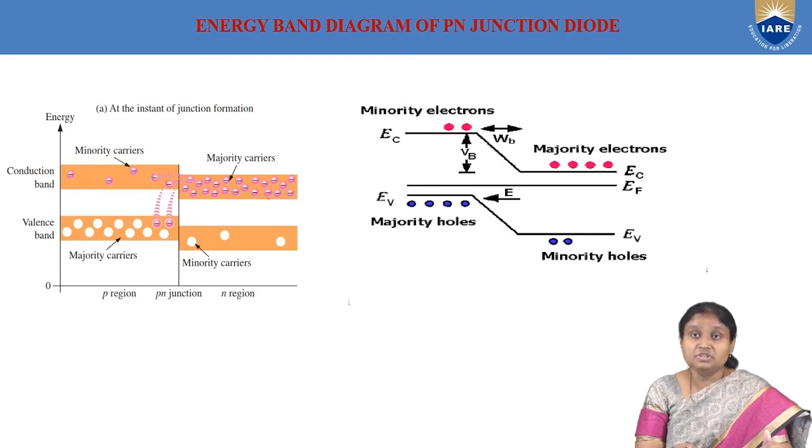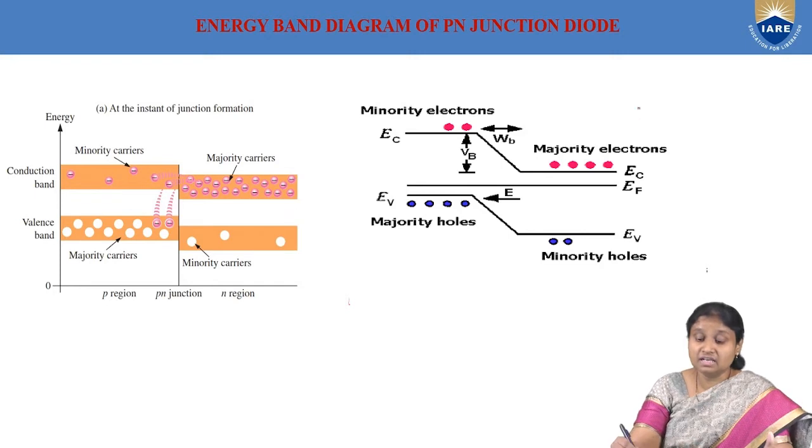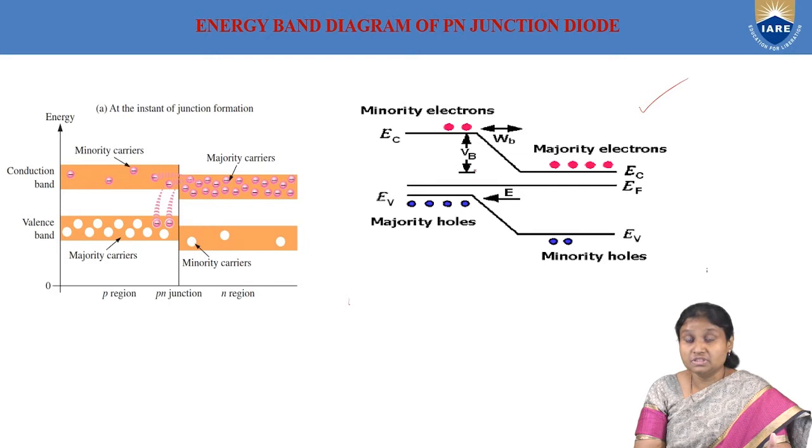Whereas in the N region, the majority charge carriers are electrons and the minority charge carriers are holes. Now, diffusion takes place and the Fermi level gets balanced, and this is our energy level diagram. As you can see, this is our barrier potential which is developing across the depletion layer, which is going to prevent further flow of charge carriers.